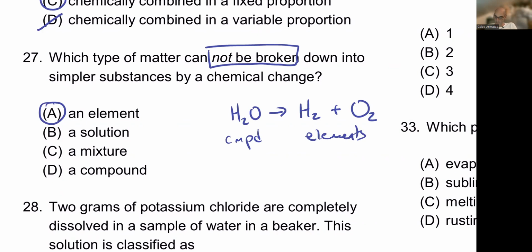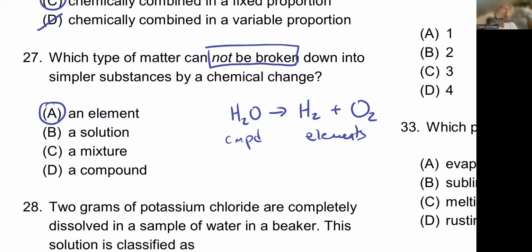I can go from a compound to elements. There we go. All right. So, element. Chemical change. A physical change allows me to separate a mixture into pure substances, but that's not what we're looking at.